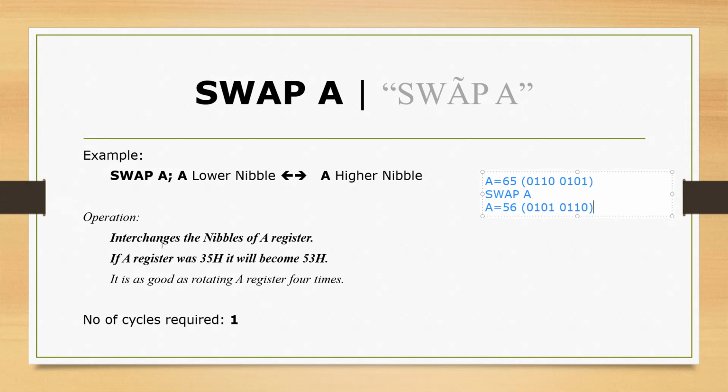The swap instruction interchanges the nibbles of the A register. If the A register was 35, it will become 53. Another example, 35 becomes 53. It is as good as rotating the A register 4 times. If we rotate 4 times, we will get the same result.